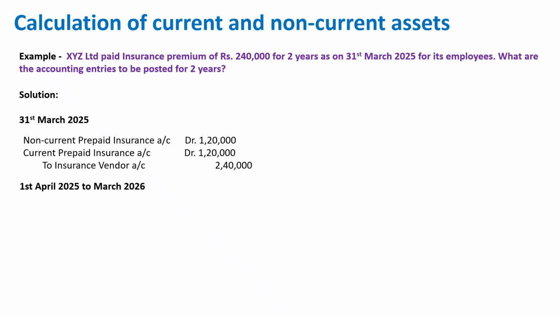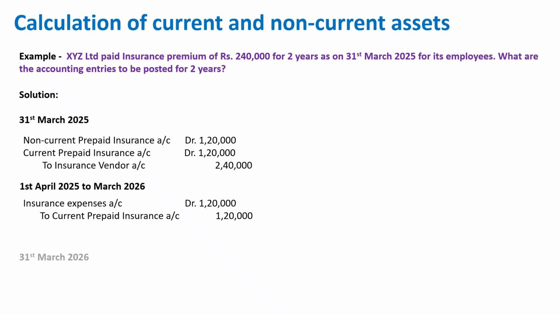Now, during April 2025 to March 2026, you have to book the expenses here, right? So insurance expense account debited 1,20,000 to current prepaid insurance account 1,20,000. Why from current? Because these are the prepaid insurance which we have classified as current because we are going to utilize in the next 12 months. So that has to be utilized first.